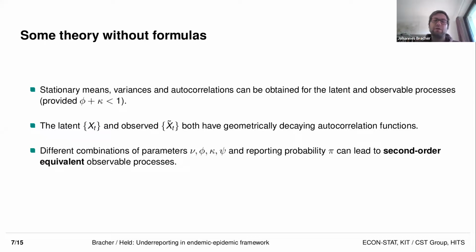And it turns out that those properties don't qualitatively change if you add a reporting process to your model. And it can even be shown that different combinations of those 5 parameters that the model then has, so nu, phi, kappa, psi, and pi, can lead to the same second order properties of that model. So different parameterizations of the model kind of imply the same observable processes, almost.